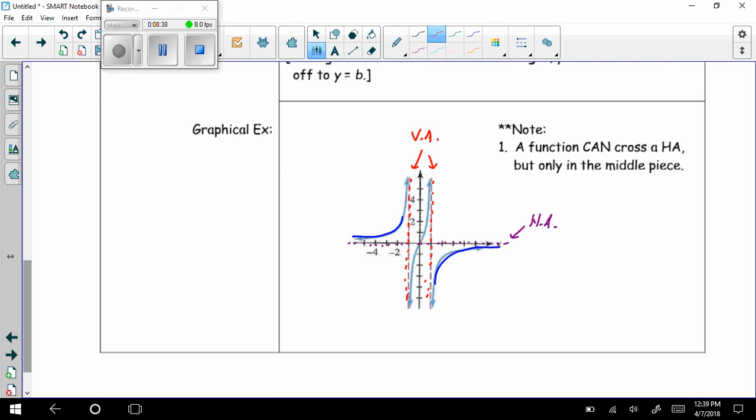Notes that are different from before. Your function can cross your horizontal asymptote. It can, but only in situations when you have a middle piece, and my cross is going to occur at that point. So unlike vertical asymptotes, sometimes your graph does cross your horizontal asymptote. Again, helpful when we go to graph.